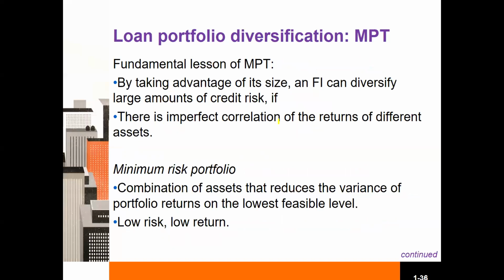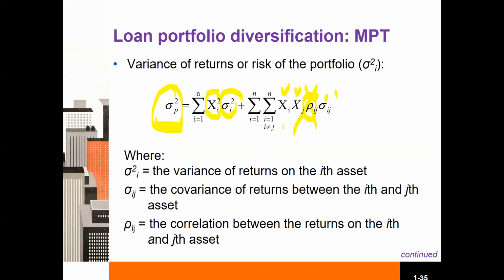Now, let's say that in the two asset case the correlation is negative. In that case, the second term in this equation will also be negative. That means this term will become negative and will offset the first term. So this part is the variance of the individual assets, and this part will offset this part. As a result, the variance will decline. So by appropriately exploiting the correlation relationship among assets, a financial institution can significantly reduce risk in the asset portfolio and improve the portfolio's risk return trade-off.